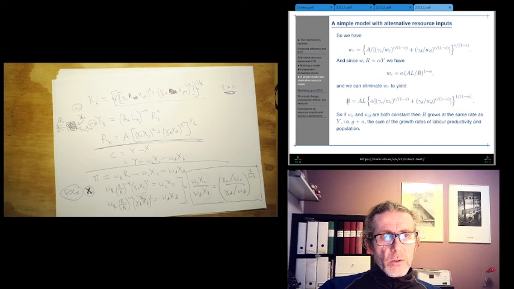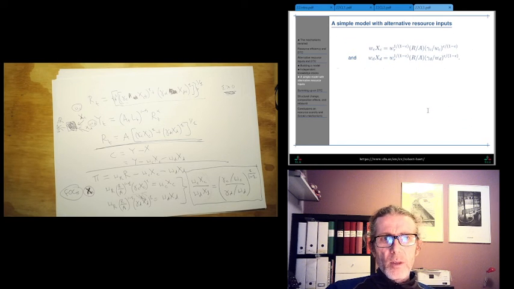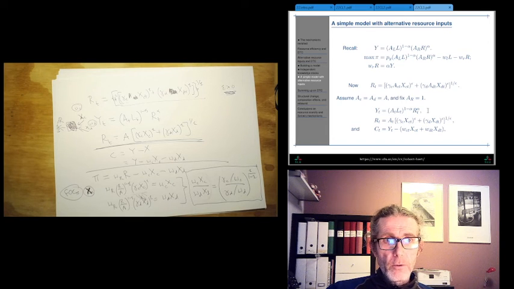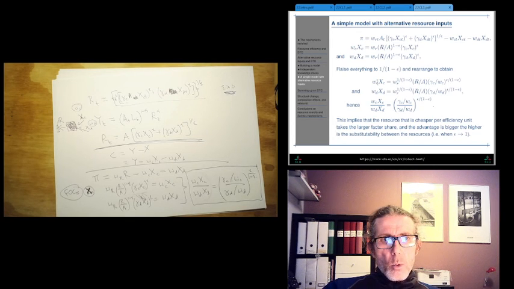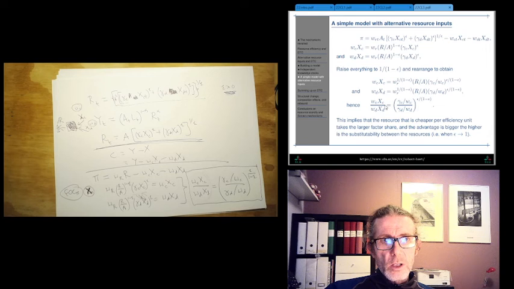So this tells us that R is AL, which is effective labor, times this thing, which is a function of the prices WC and WD. Okay, so what is that all for? We've got an expression for the relative factor shares of the two inputs, relative to each other.